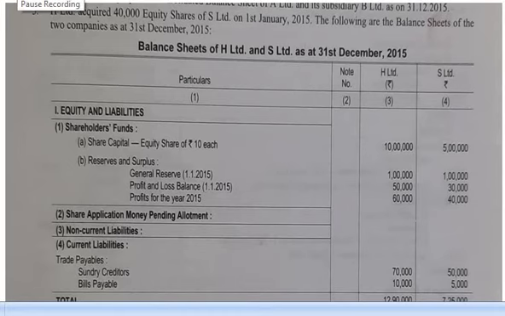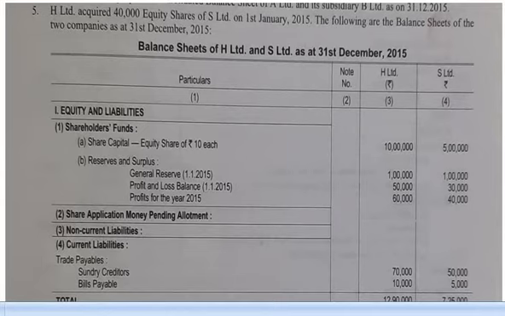Hello everyone. In this video, you're going to see how to prepare a consolidated balance sheet between H Limited and S Limited. The problem says that H Limited acquired 40,000 equity shares of S Limited on 1st January 2015. Out of the total number of shares of S Limited, if you look at the balance sheet, which is 5 lakhs, the number of shares they have is 50,000. So out of 50,000 shares of S Limited, 40,000 shares have been acquired by H Limited on 1st January 2015.